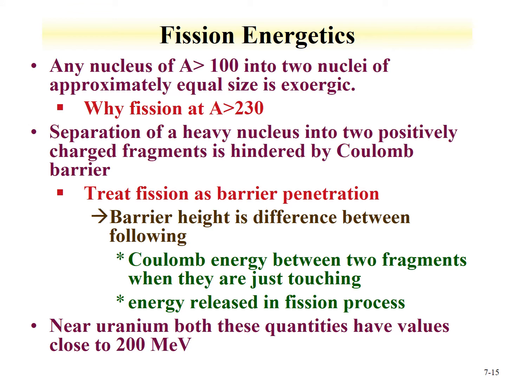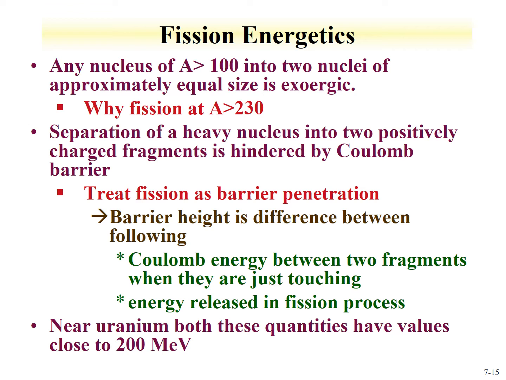The energetics of the fission process is what drives nuclear fission, but it's also something that we can use to evaluate which isotopes will fission and which ones won't. Fundamentally, any nucleus with an A greater than 100 can split into two approximately equal size pieces with resulting energy. However, why do we only see fission at about 230? Because the separation of a nucleus is hindered by the Coulomb barrier. You could treat this barrier as penetration, what the particles would have to overcome in order to form two particles from a nucleus.